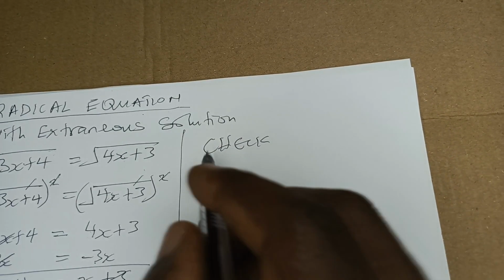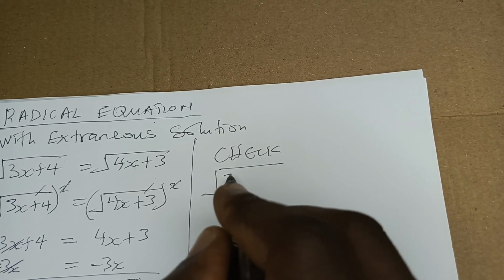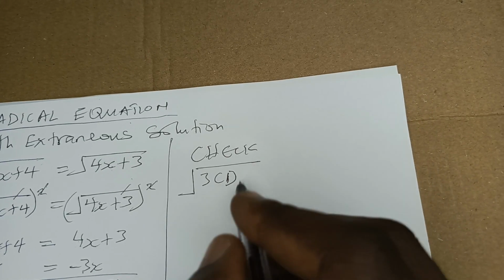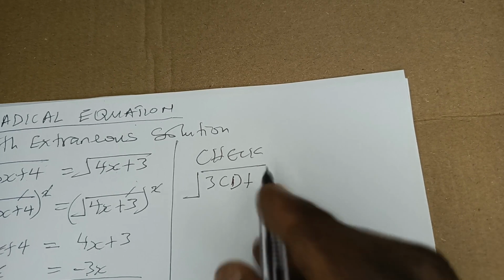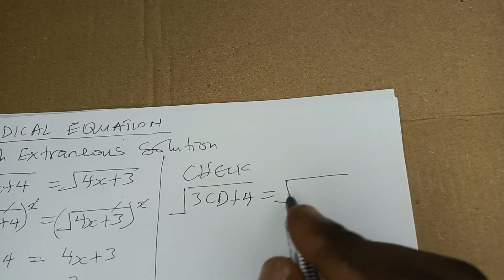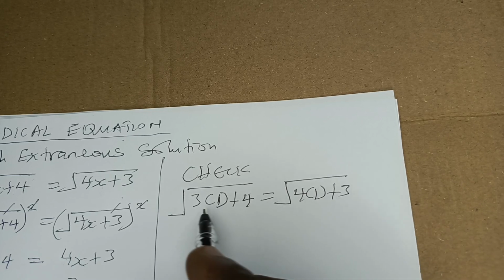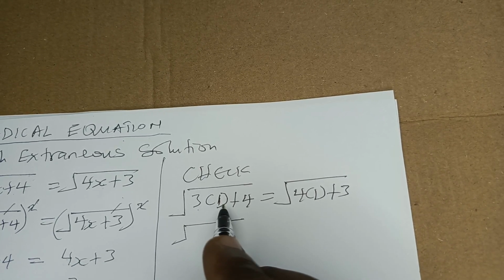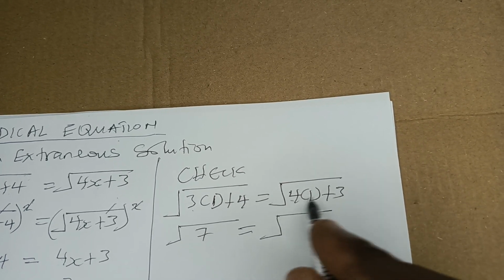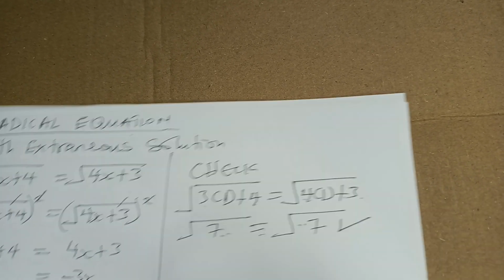If we check this now, here we have root of 3x plus 4. Instead of x, we put 1, because 1 is our answer. Is equal to root of 4x plus 3, so 4 into 1 plus 3. So we'll be having 3 times 1, 3 plus 4, that should be 7, is equal to 4 times 1, 4 plus 3, that should be 7. Since they are equal to each other, it means the answer is correct.